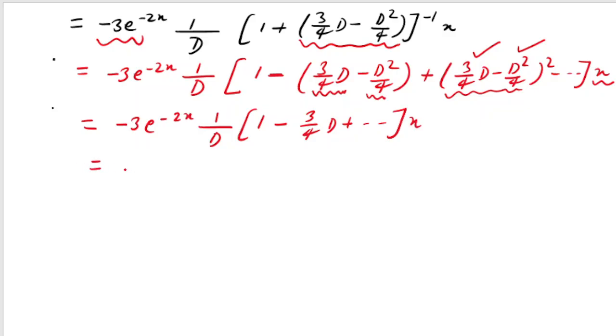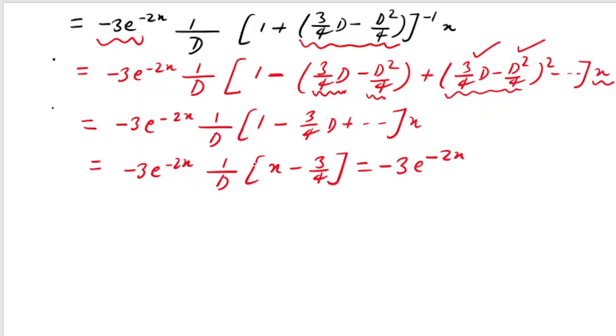So what will I get? I will get minus 3 e to the power minus 2x 1 by d. 1 into x is x, and minus d of x is 1, so I will get 3 by 4, right? So now I got minus 3 e to the power minus 2x 1 by d of x means integration of x, that is x square by 2, and minus 3 by 4x. So this is my PI.